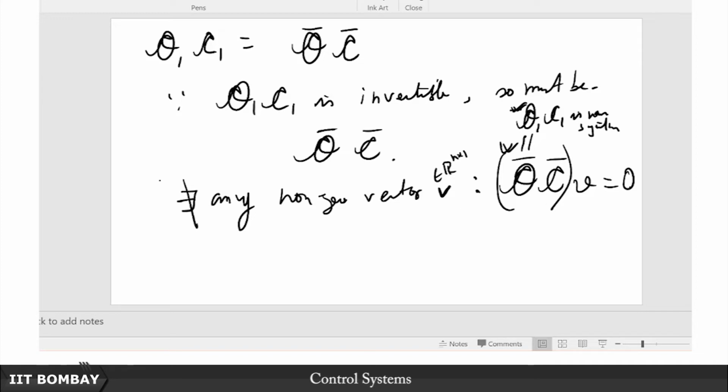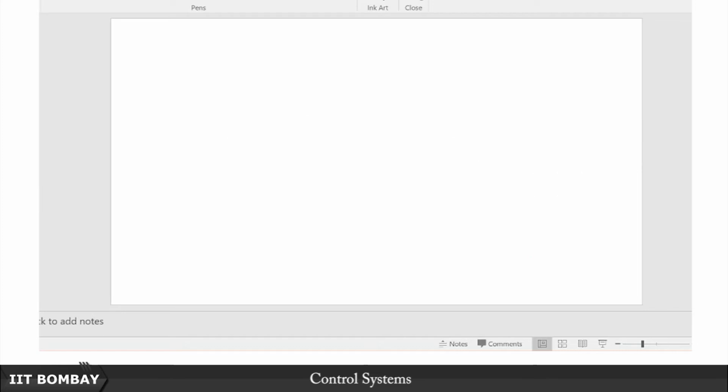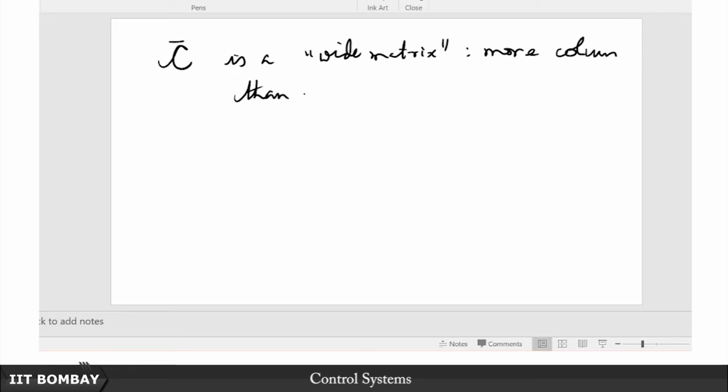But on the other hand, look at this matrix C bar, what is the size of C bar? C bar has n bar rows and n columns. C bar is a so called wide matrix, that means more columns than rows.